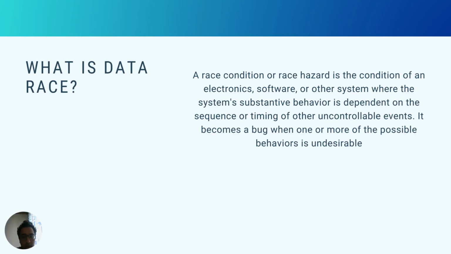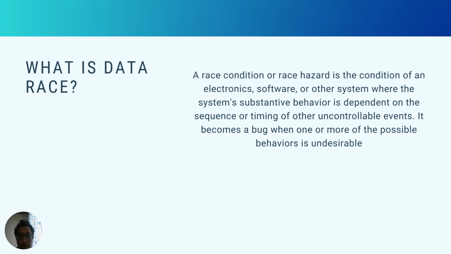So, what is a data race? A data race is a condition or race hazard in electronics, software, or other systems where the system's substantive behavior is dependent on the sequence or timing of other uncontrolled events. It becomes a bug when one or more of the possible behaviors is undesirable. The term race condition was already in use by 1954, for example in David A. Huffman's doctoral thesis. Race conditions can occur especially in circuits, multi-threaded or distributed software programs.